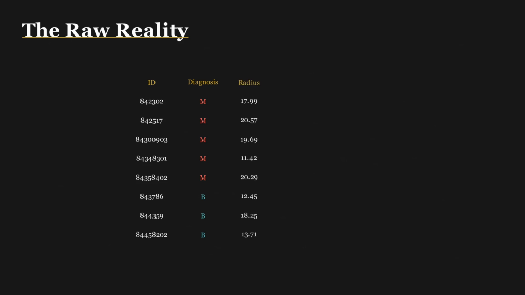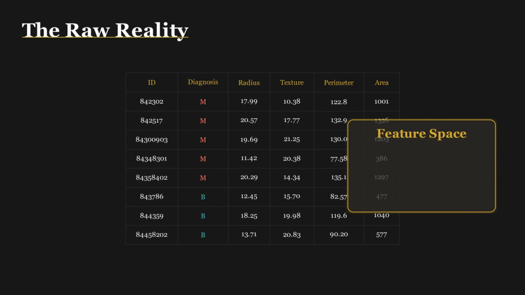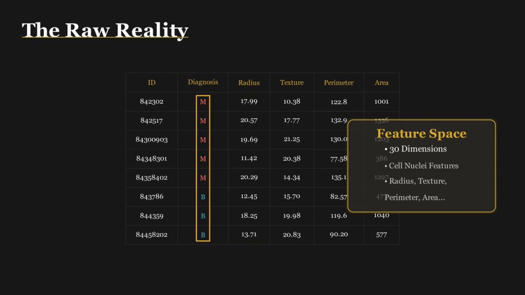Each row represents a unique human story. But for a computer, this is a 30-dimensional spreadsheet. We have 30 distinct features, from radius and texture to perimeter and area, all describing the microscopic details of a cell nucleus. Somewhere in this wall of numbers, there is a pattern that separates a benign case from a malignant one, but how do we find it when we're buried under 30 variables at once?